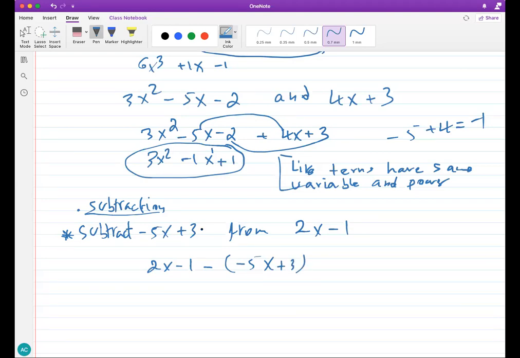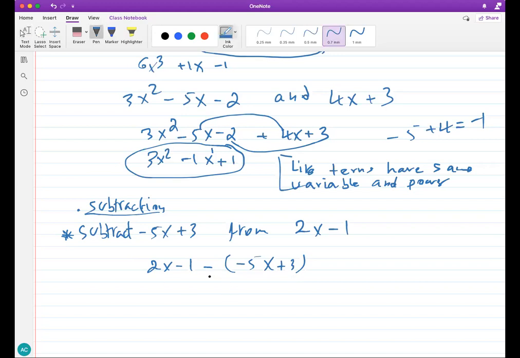Okay, again, subtract this from this. You want to write this one first, and the minus sign for subtraction, because we're subtracting. And the other one, put it inside parentheses, and proceed to simplify. So what do you do first here in order to simplify this expression now? What's the first thing you do?